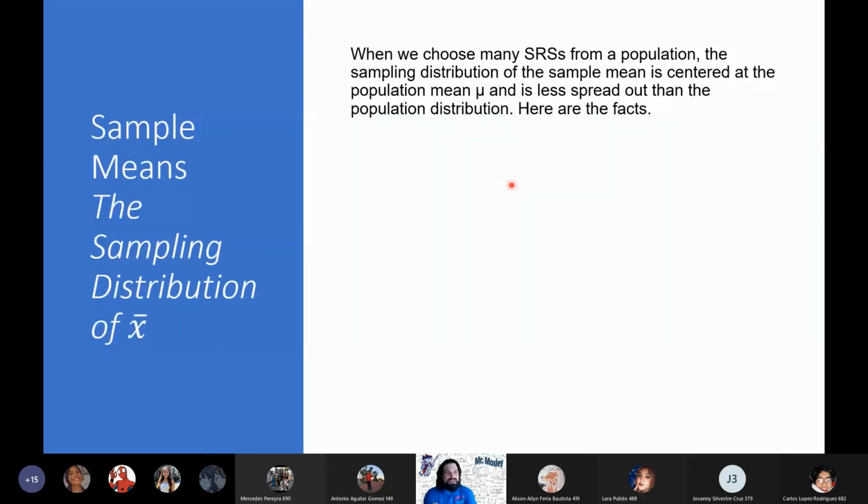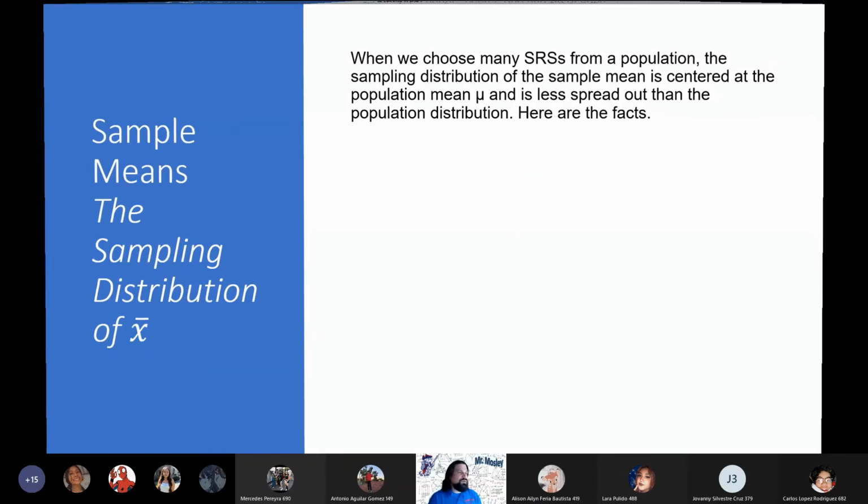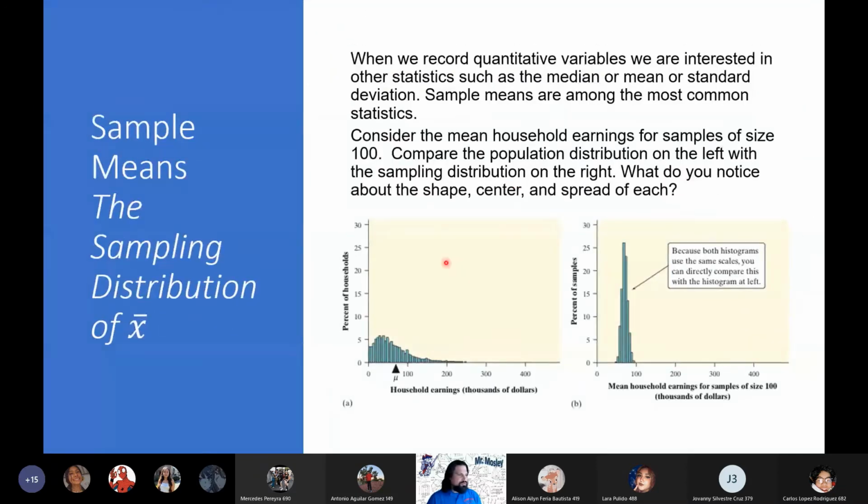When we choose many SRSs from a population, the sampling distribution of the sample mean is centered at the population mean mu and is less spread out than the population distribution. And that's what we just saw. If we go back, we have the mean here. Basically, the same mean occurs here. So that's kind of nice.